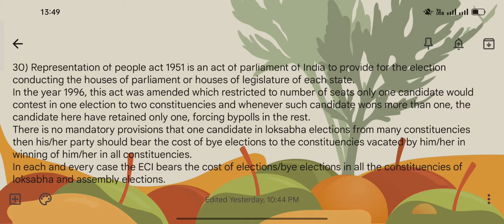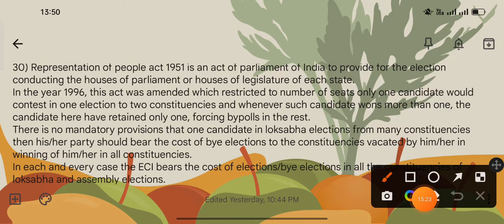Moving to next question, that is 30th question. Representation of People Act 1951 is an act of Parliament of India to provide for the conduct of elections to the Houses of Parliament and Houses of Legislature of each state. In the year 1996, this act was amended, which restricted the number of seats. One candidate can contest an election from only two constituencies, and whenever such a candidate wins more than one, the candidate has to retain only one, forcing bypolls in the rest.